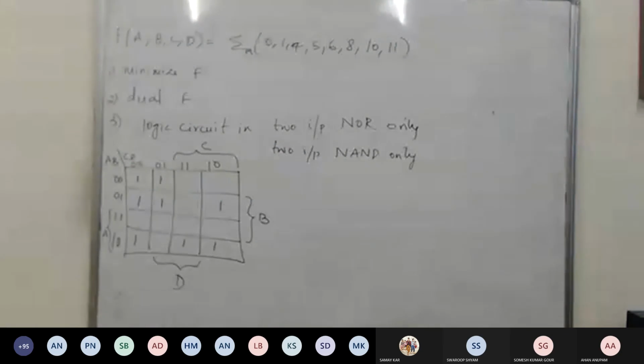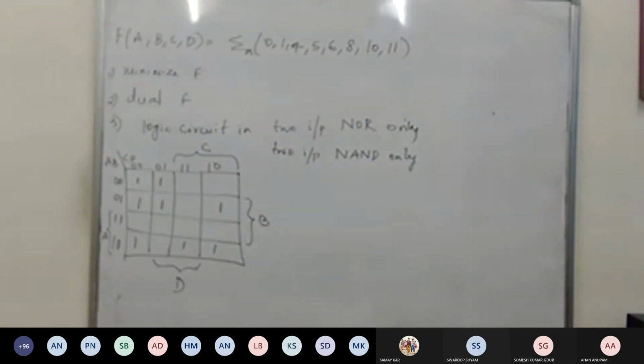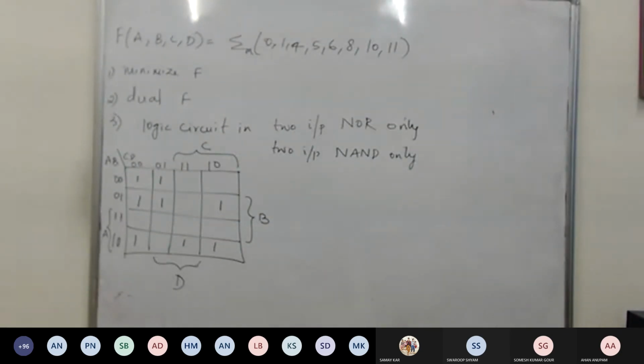Oh, Swastik got 1, 2, 3, 4. Yeah, same as Swarup. Then who else? But where is the logic diagram? Everybody is posting only the first 2, but the logic circuit, the third one, nobody is posting. Third one should be posted, please.